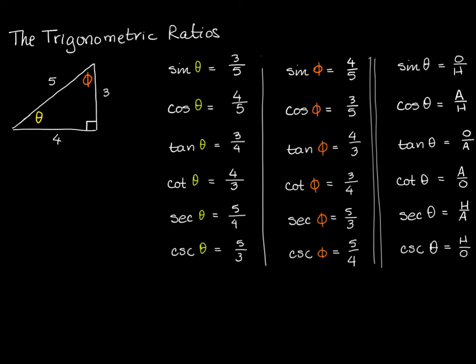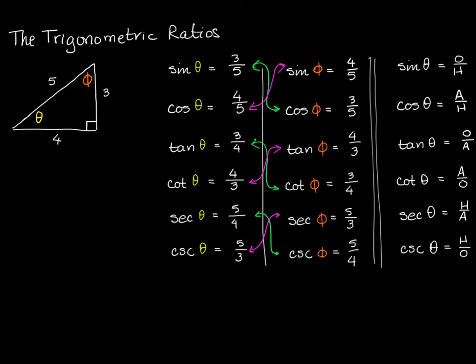It's interesting to note that the sine of theta and the cosine of phi have the same value. The cosine of theta and the sine of phi have the same value. The same is true for the tangent of theta and the cotangent of phi, and the cotangent of theta and the tangent of phi. The secant of theta and the cosecant of phi are the same, and so are the cosecant of theta and the secant of phi. This is actually why these ratios have the names that they do.